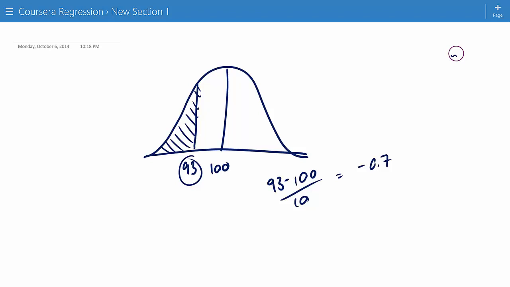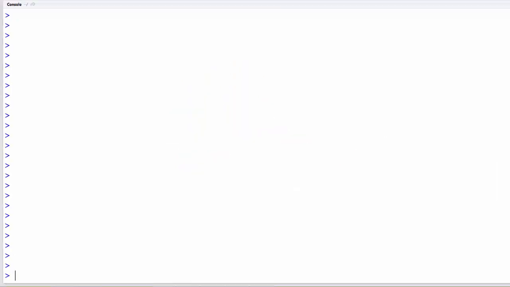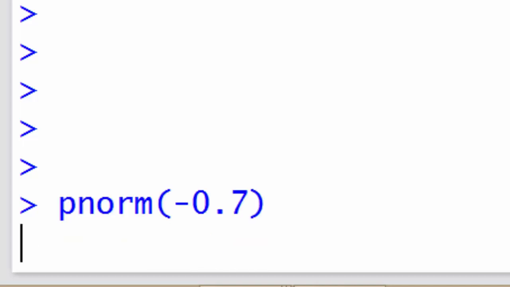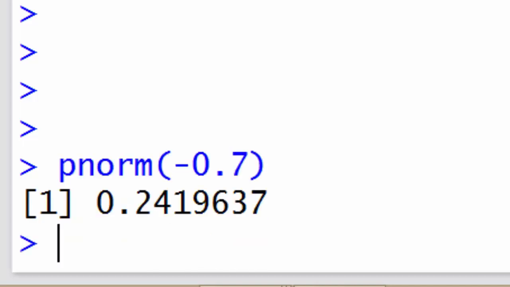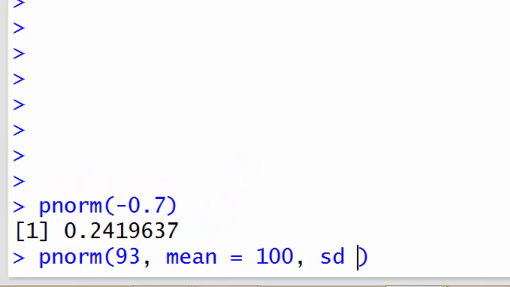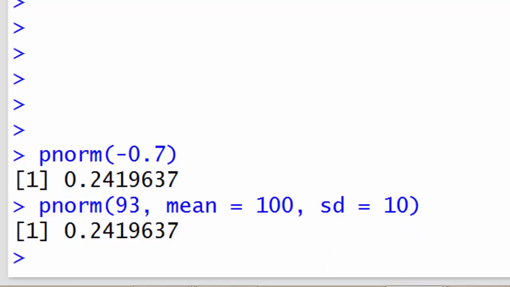So why don't we go to hw2 and type in pnorm negative 0.7. So if I type in pnorm negative 0.7, then I get 24%. I would also add that R can just do this calculation for you. You don't actually have to convert it to standard normal quantiles. So as an example, if I were to just type in pnorm 93, where the mean is 100 and the standard deviation is 10, it's going to give me the exact same answer.